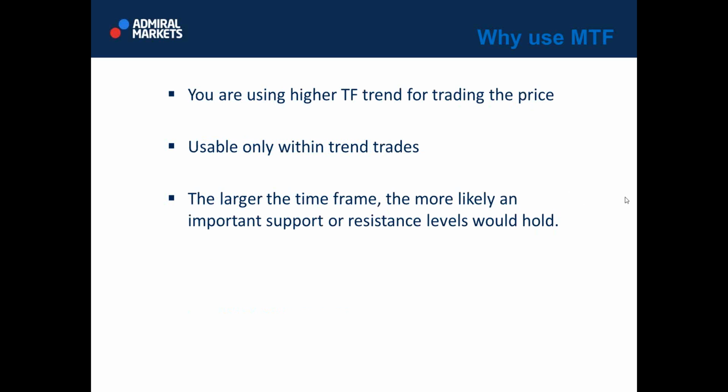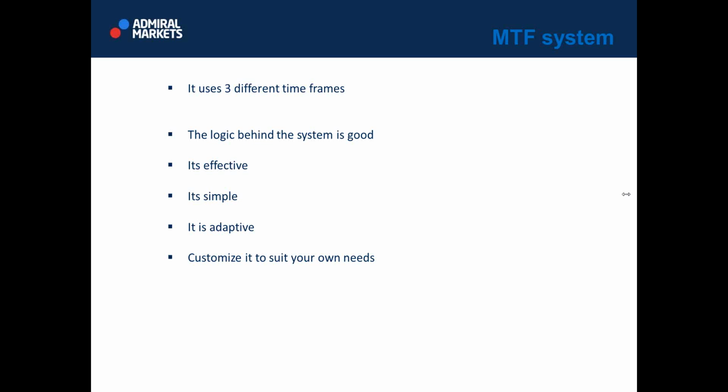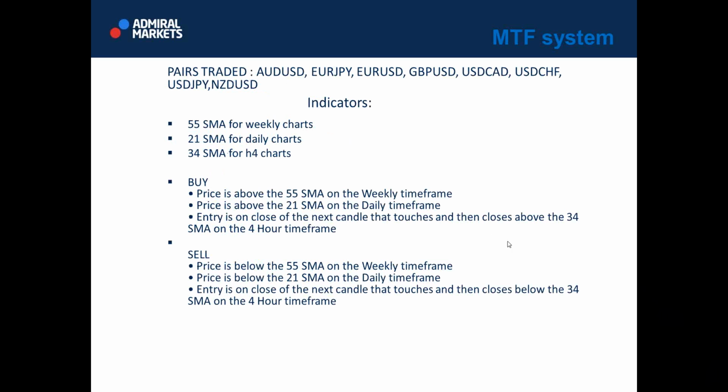This system is effective, simple, it's adaptive. You will see it's pretty much adaptive, and you can customize it also to suit your own needs. You will see what I mean. Pairs traded, all majors, and some yen crosses. So Australian dollar, euro yen, euro dollar, cable, dollar CAD, dollar Swiss, dollar yen, New Zealand dollar.